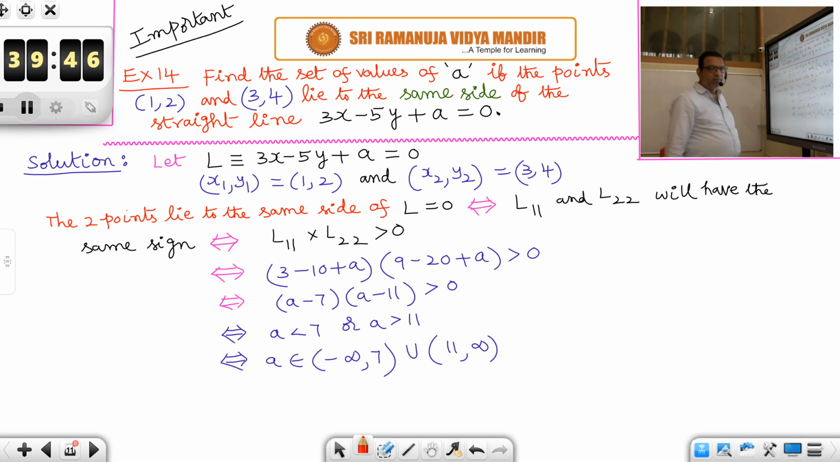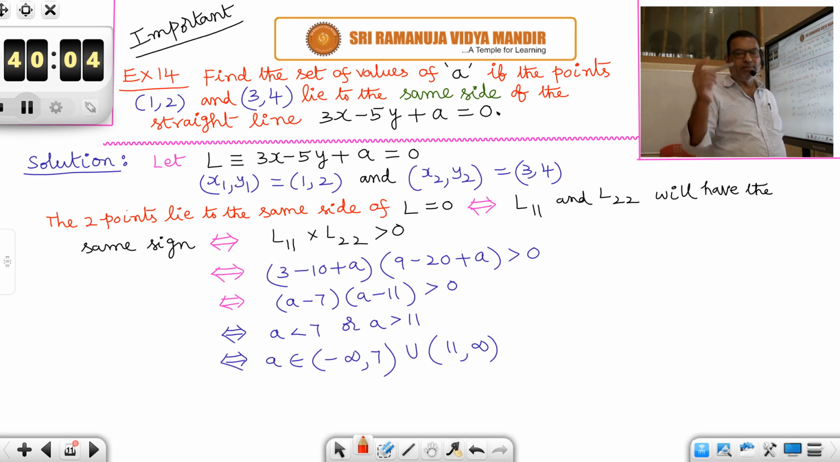So, suppose 2 points are on the same side of the line, then what is the condition? If you substitute the first point in the line, next you substitute the second point in the line, you should get both positive values or both negative values.